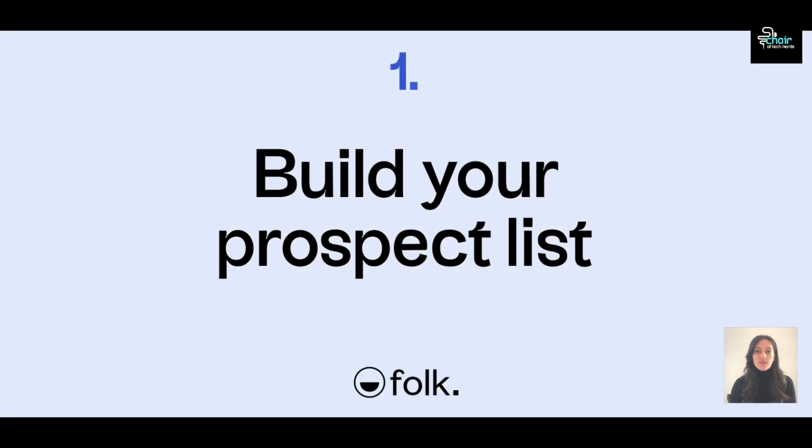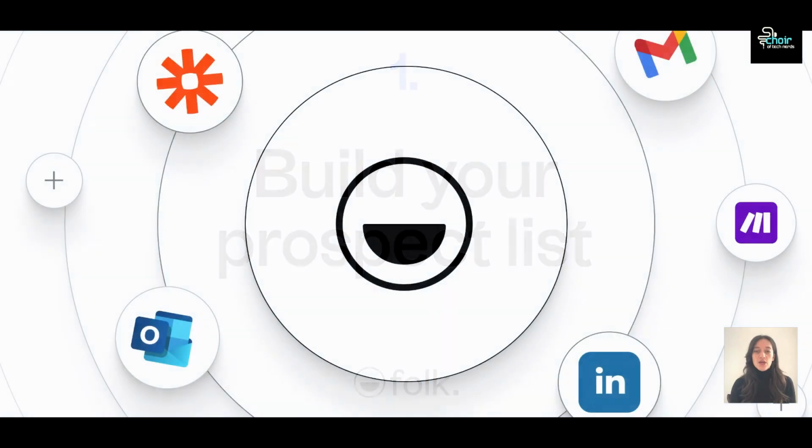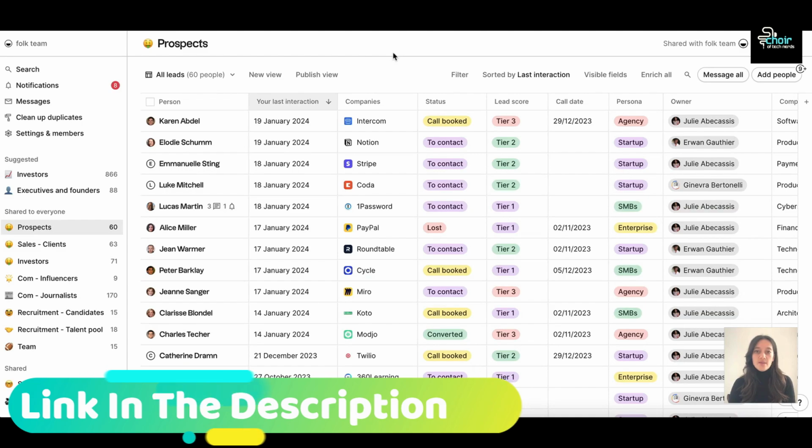First, you need to start by building your prospect list. You can use various methods to create a list of potential prospects, such as leveraging LinkedIn, LinkedIn Sales Navigator, industry directories, or purchasing a database of leads. You need to centralize them all in one tool where you'll be able to activate them, Folk.